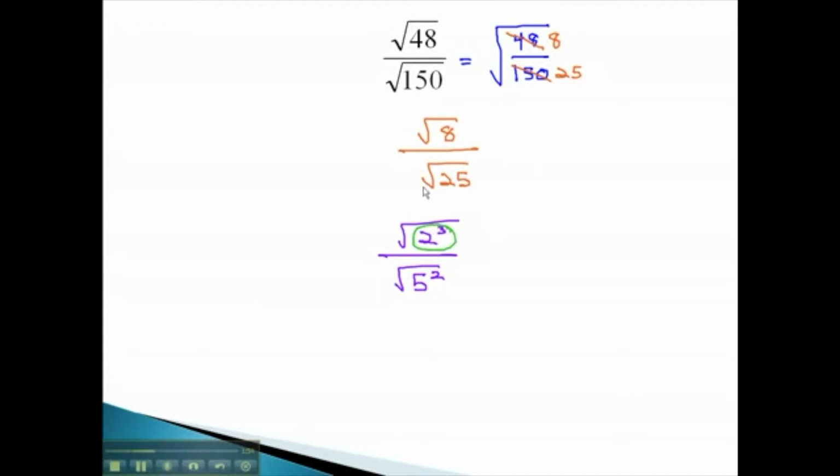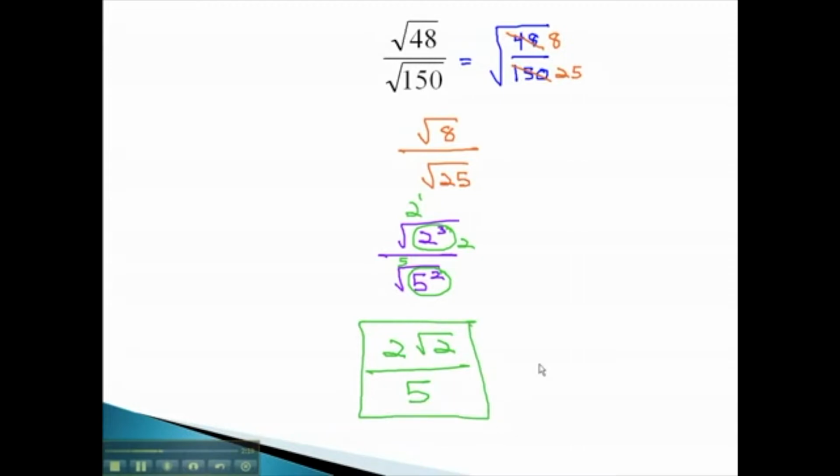The 2 to the third power, dividing the exponent by the index, tells us 1, 2 comes out, and 1, 2 remains in the radical. In the denominator, the 5 squared comes out as a 5, and there's no radical remaining. We now have 2 root 2 over 5 for our final solution.